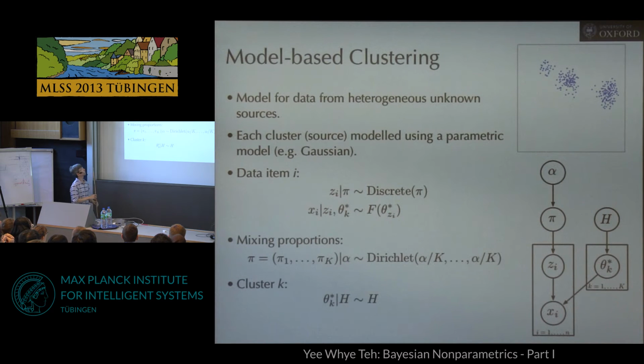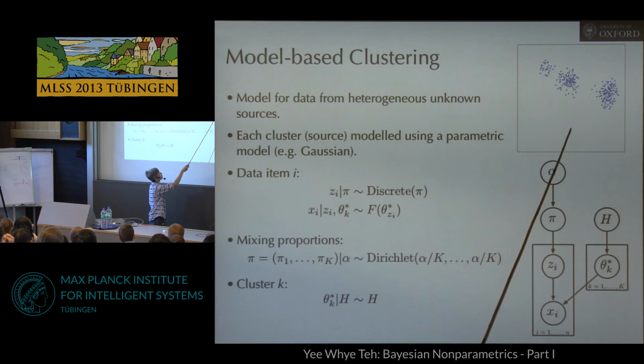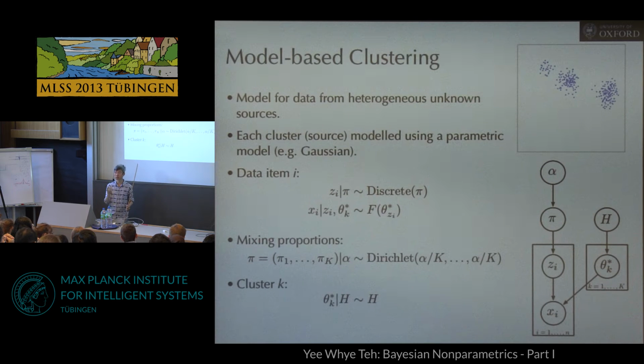Typically, the approach we're going to take is called model-based clustering. What that means is that we're going to model each cluster using some parametric model. For example, we might assume that for this particular problem, each cluster corresponds to a Gaussian distribution over that subset of data with some mean and some covariance matrix. So it's going to be parameterized by a Gaussian in this case.